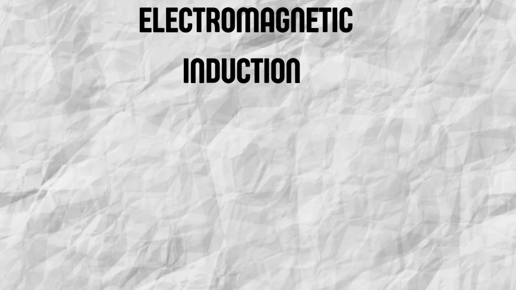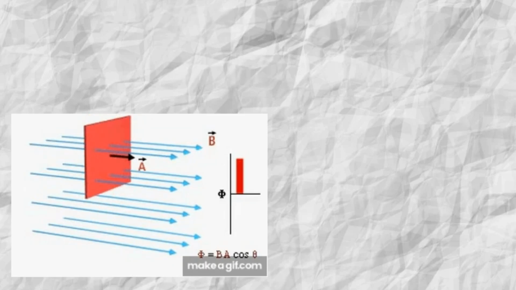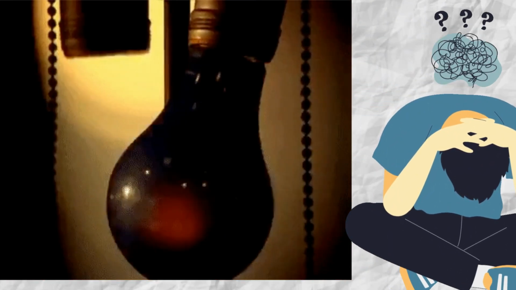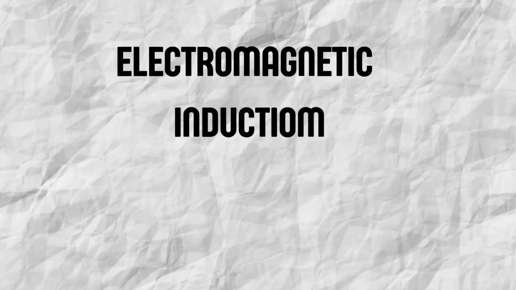Essentially, for electromagnetic induction to occur, there must be a change in the magnetic flux through the conductor. If the magnetic flux remains constant or does not change, then electromagnetic induction is unable to take place. For electromagnetic induction, we need one of the four methods.